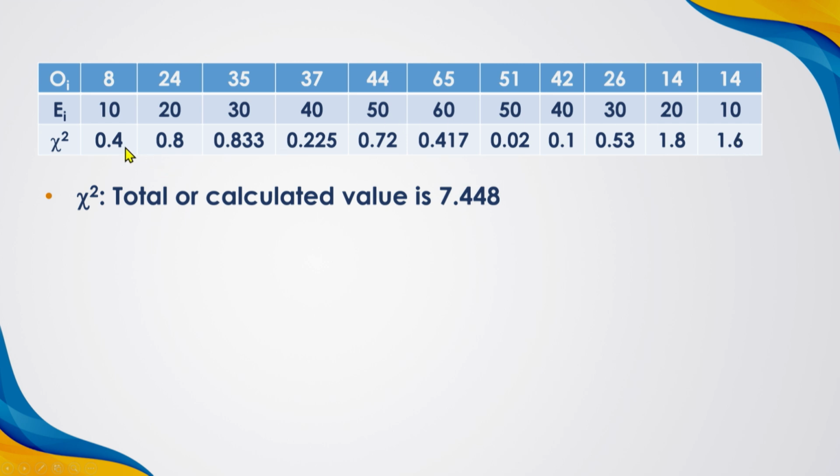Now you have your chi-square values individually. As per the formula, it has to be totaled, that is the sum of all these values, that is 0.4 plus 0.8 plus 0.833, you have to add all these values and you can obtain your chi-square calculated value, that is the total will be 7.448, which is your chi-square calculated value.